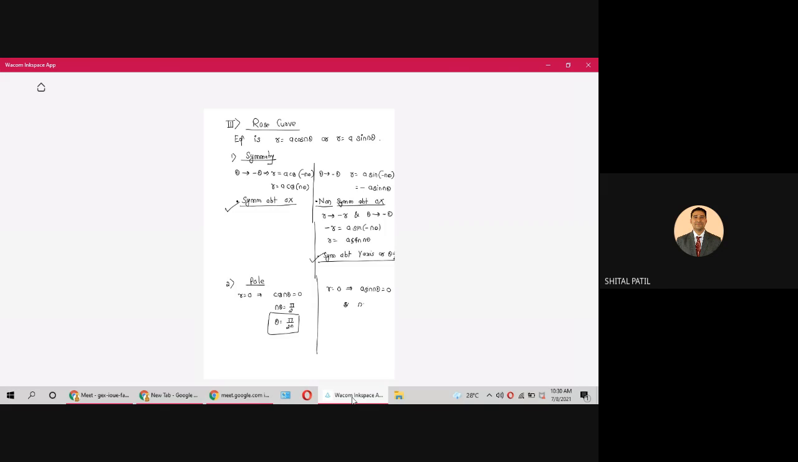Sin n theta equal to sin 0 for 0. So theta equal to 0. Okay. Passes through pole. This also passes through pole. Both of them pass through the pole. Okay. Both the curves are passing through the pole.